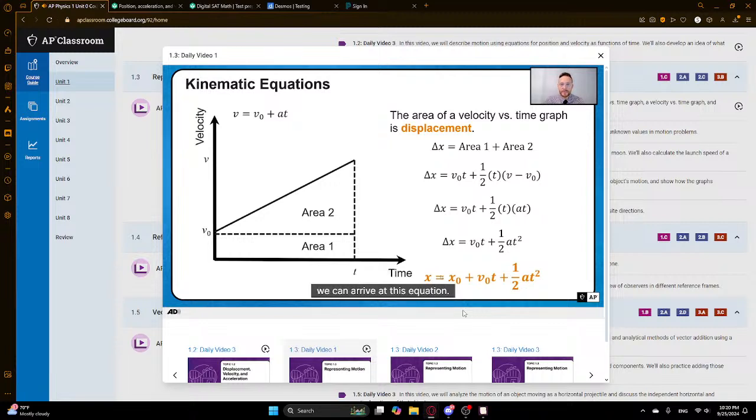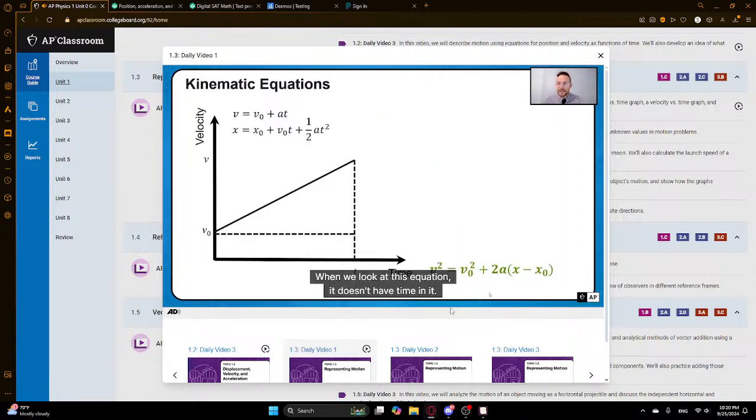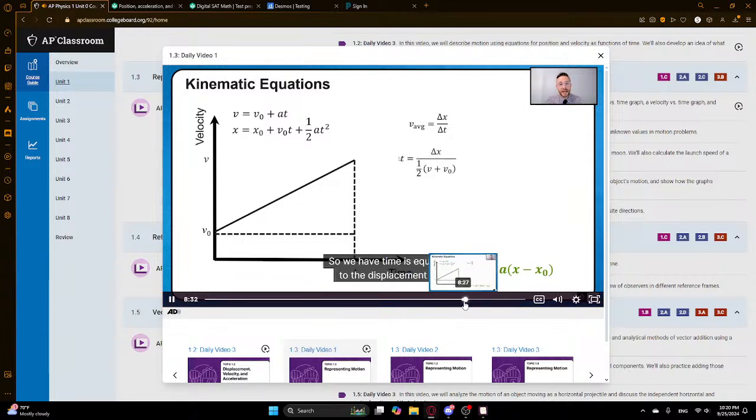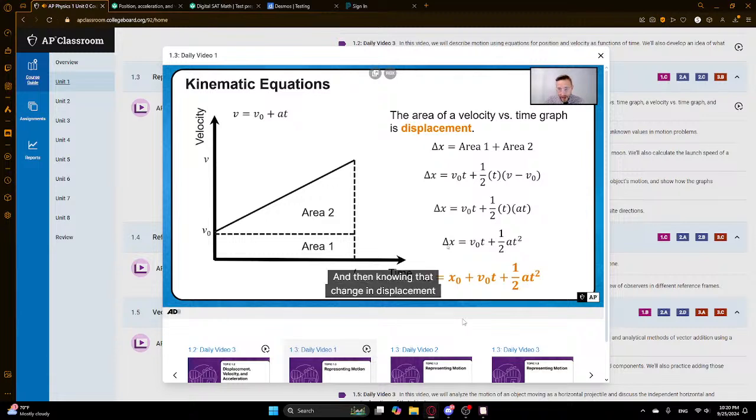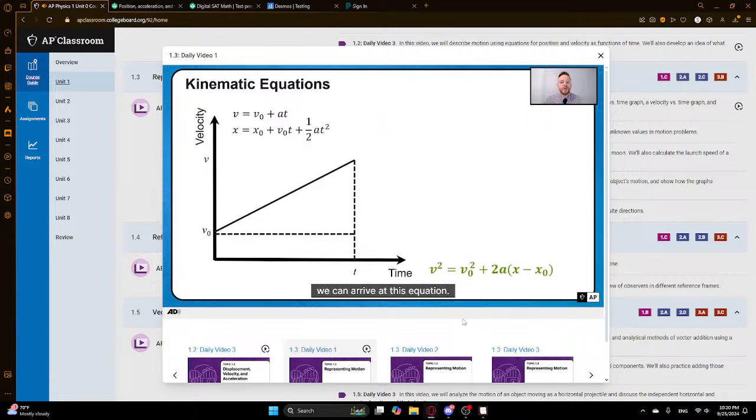Knowing that change in displacement is final position minus initial position, we can arrive at this equation. When we look at this equation, it doesn't have time in it, and I'm going to go really quickly through this derivation.